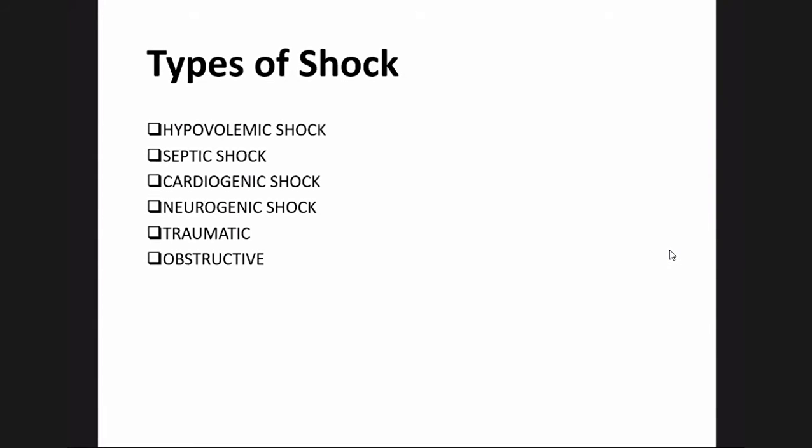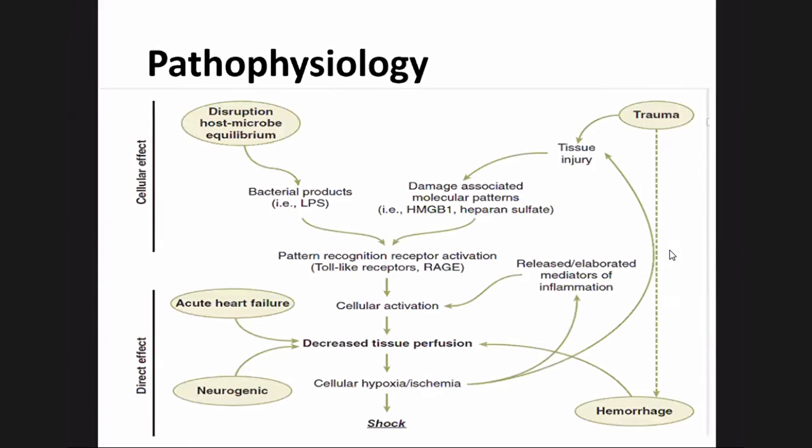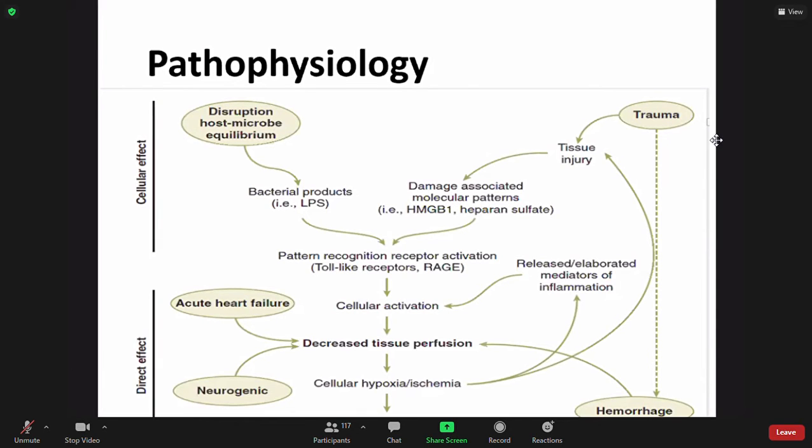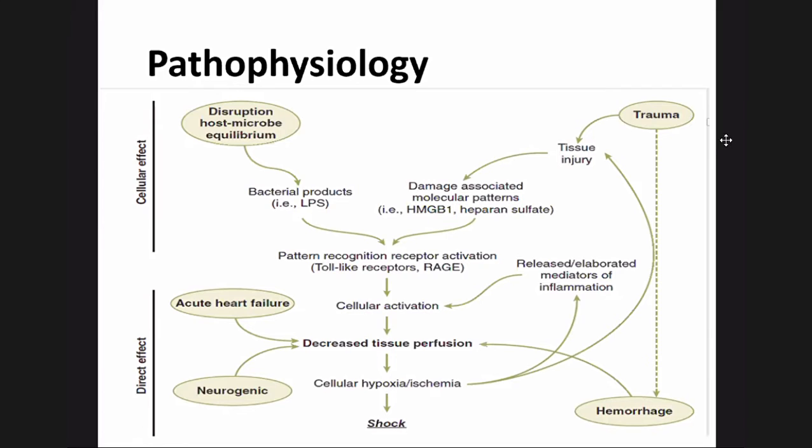So we have here the types of shock: hypovolemic shock, septic shock, cardiogenic shock, neurogenic shock, traumatic, and obstructive shock. So we go to the pathophysiology of shock. The initial physiological responses in shock are driven by tissue hypoperfusion and a developing cellular energy deficit. This imbalance between cellular supply and demand leads to neurogenic, neuroendocrine, and inflammatory responses. The specific responses will differ based on the etiology of shock.